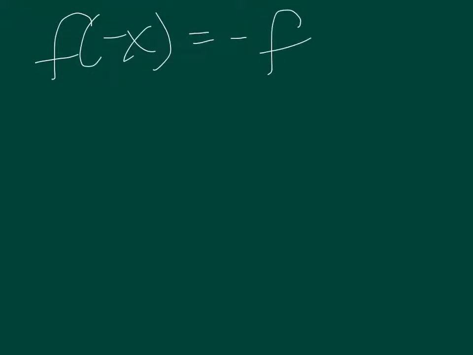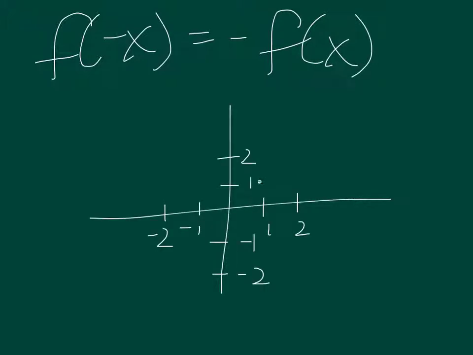For a function to be odd, f of negative x equals negative f of x. So this looks like, again, say you had a point at 1, 1. If it were at negative 1, the y value would be the opposite, or the negative, of 1 in this case. If it were at 2, 2, then negative 2 would also have a y value of negative 2. In this case, the function is odd.